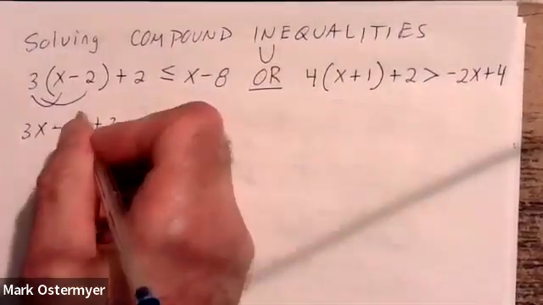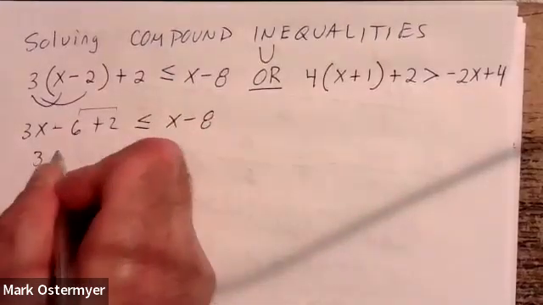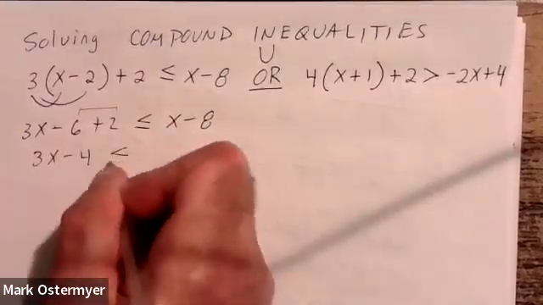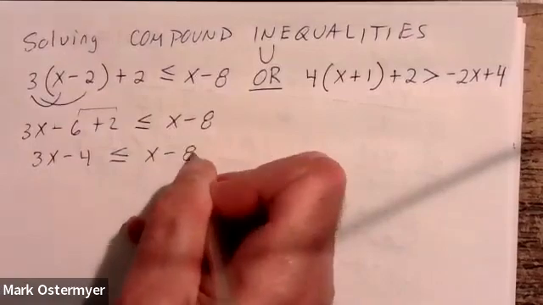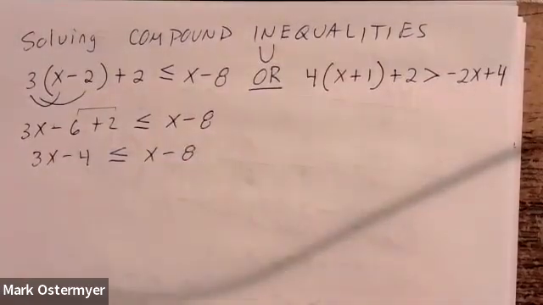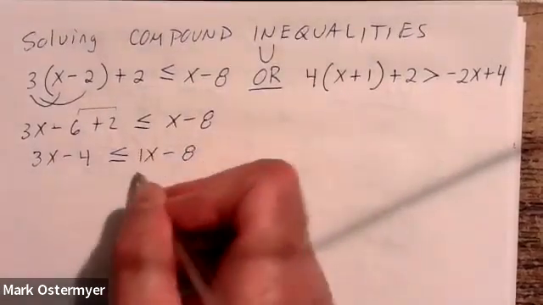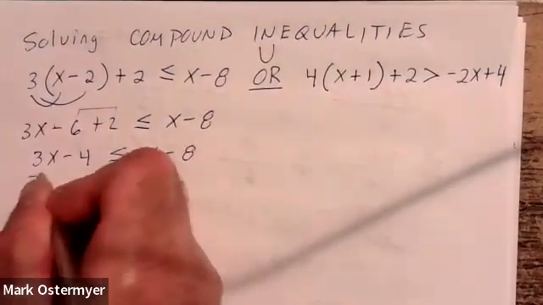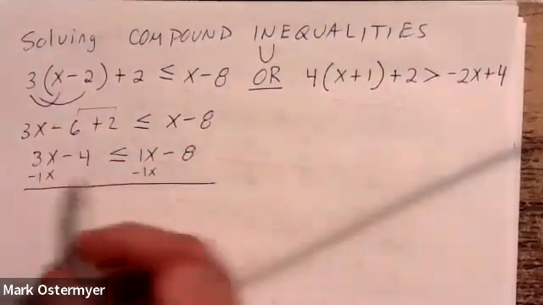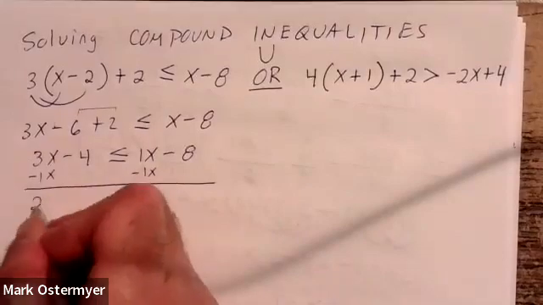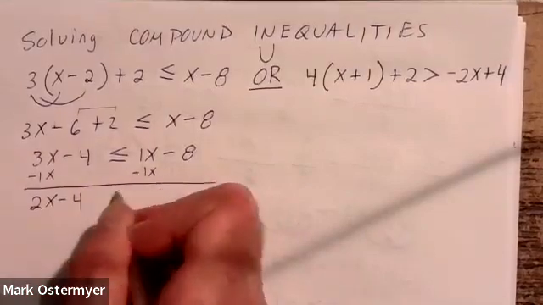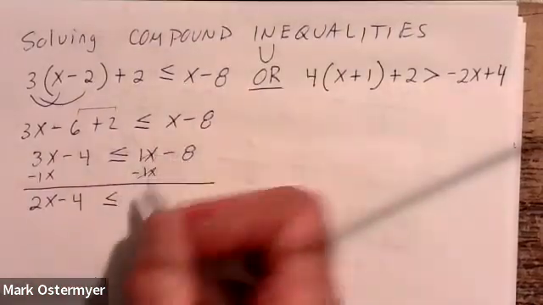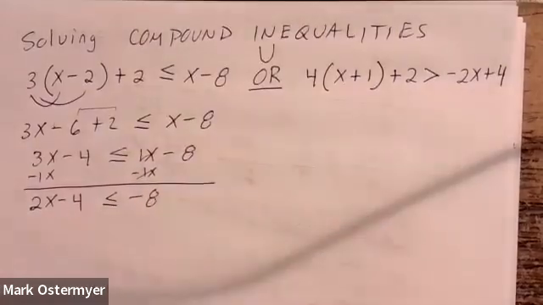Combine like terms on the left side, -6 plus 2 is -4. Now it's time to separate the variables on one side versus constants on the opposite side. To do that, I'm going to subtract X from both sides. 3X minus X is 2X on the left side. These X's on the right side drop out, leaving you with -8.